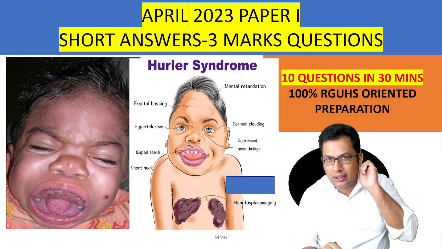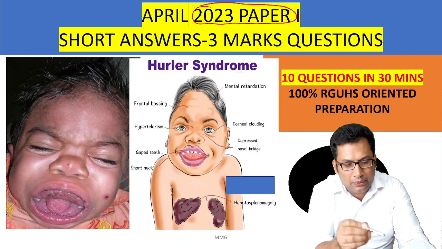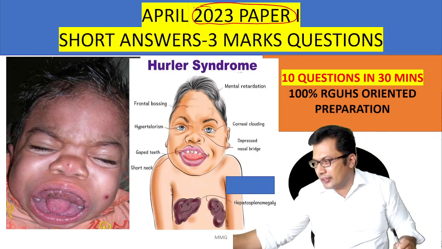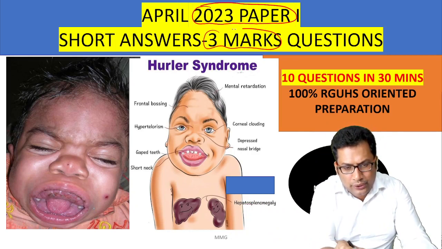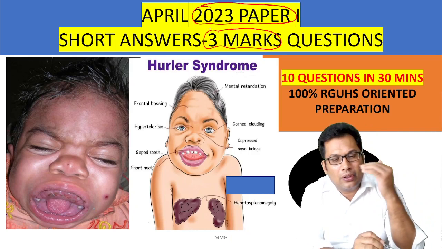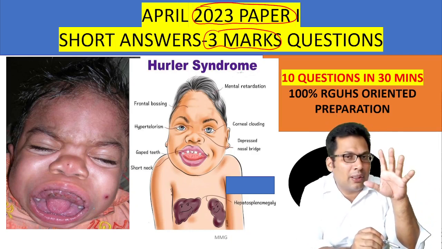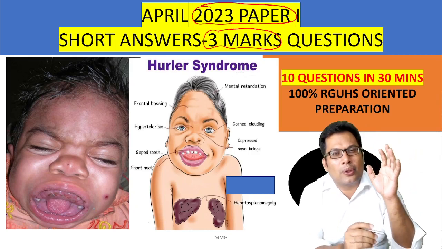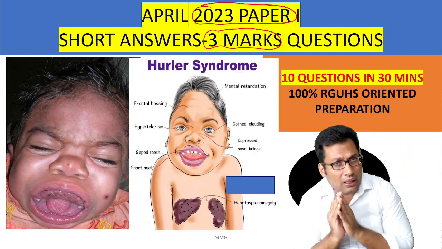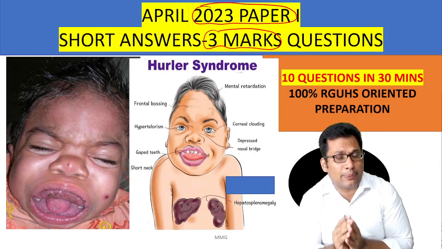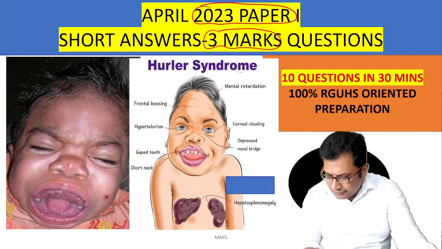Today we are discussing the April 2023 paper 1 short answers. The short answer means a 3 marks question. I am going to discuss all 10 questions in 30 minutes, covering the specific answer and some applied biochemistry aspects. Let's start.